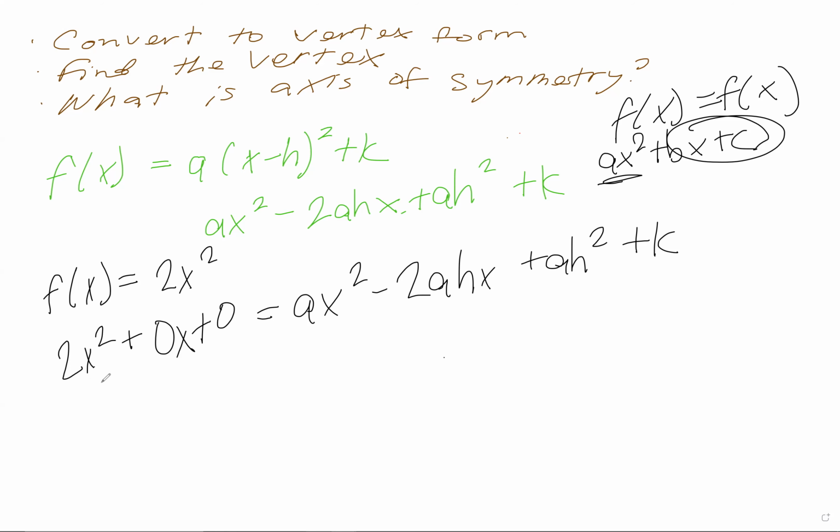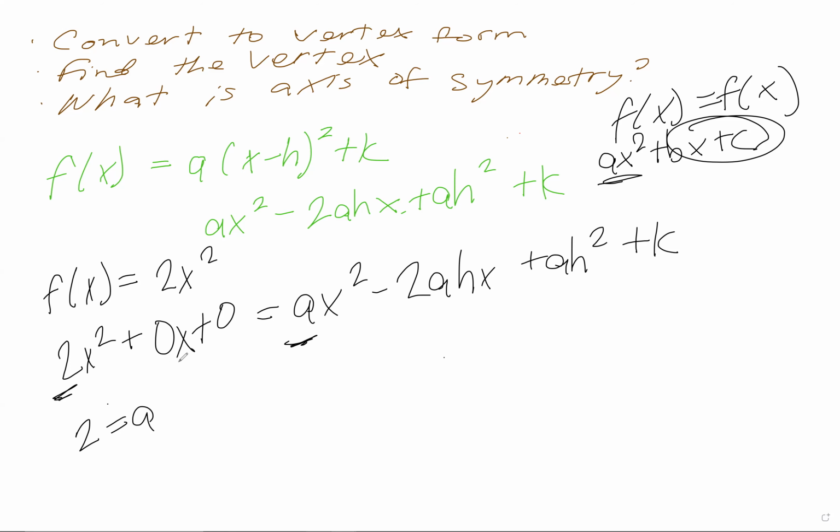And now we have to pair up our terms. So what are the numbers in front of x squared? The x squared has 2. And what else? Nothing else on the left side, but what about on the right side? On the right side, we got a. Okay, so 2 is equal to a.